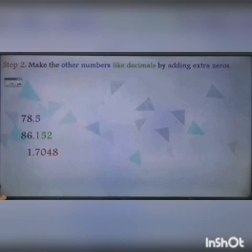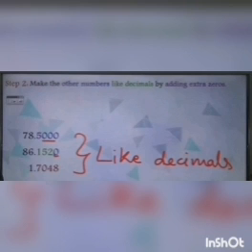So in 78.5 I can add 3 more zeros. Now this number also has 4 places after the decimal point. So in order to make 4 decimal places, I add the extra zeros which are required. This is how I can convert unlike decimals to like decimals.